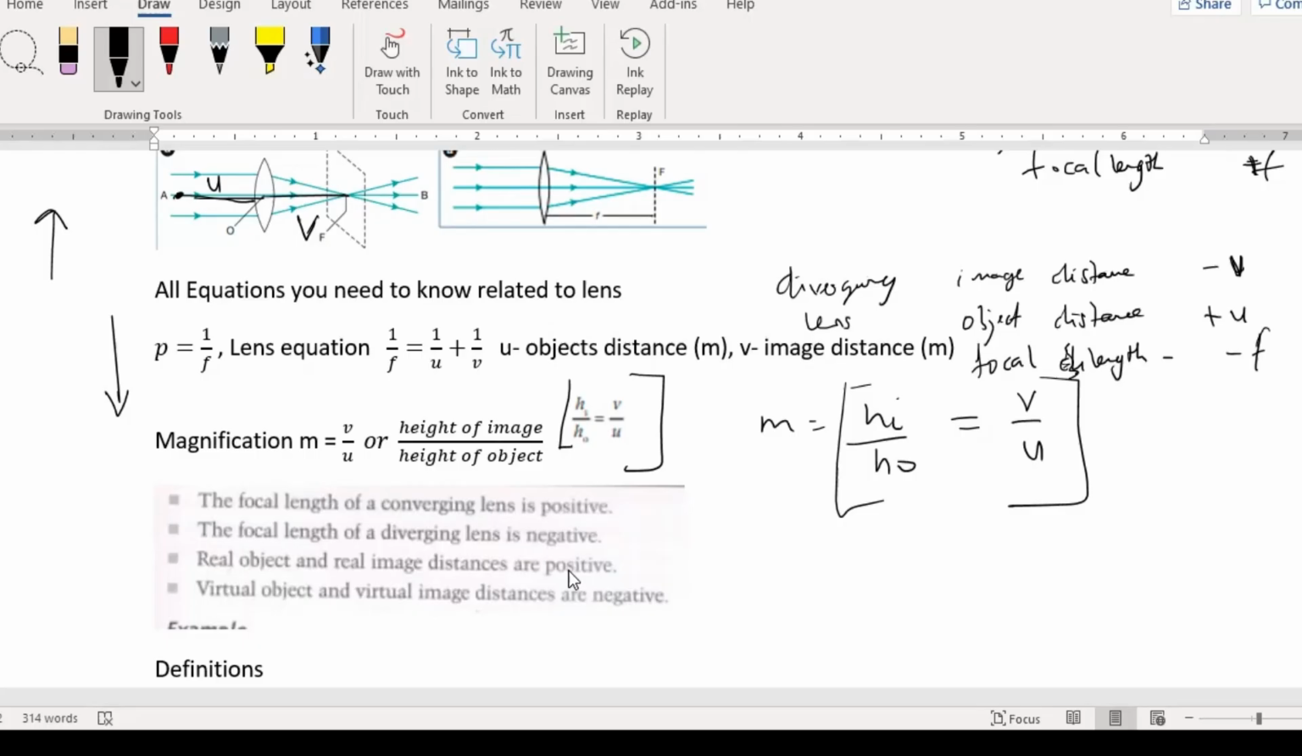But I must just say that you can get a virtual image with a converging and a diverging lens. So in the case that it is a converging lens and we get a virtual image, then we consider that distance to be negative. The image distance or the image height will be negative. However, the object's distance will be positive because it's a real object, all right? If it's a real image, those are considered to be positive values.